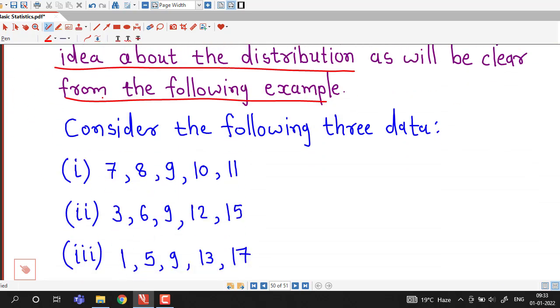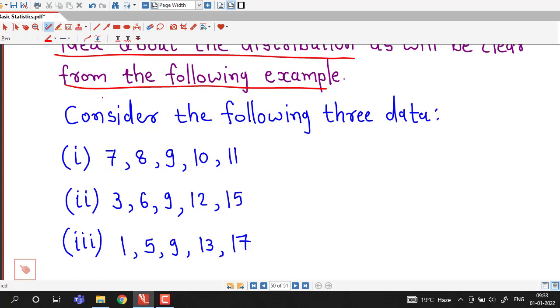So here we have taken three data. These are three ungrouped data, data number 1, 2 and 3. And in all these three data, there are 5 observations. Each data has 5 values or 5 observations.